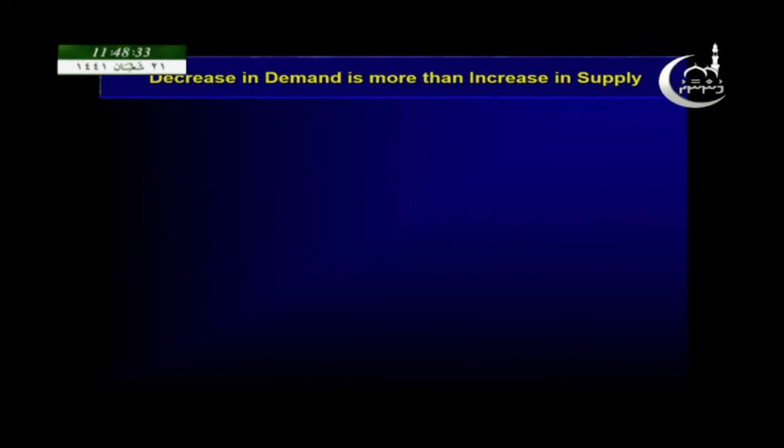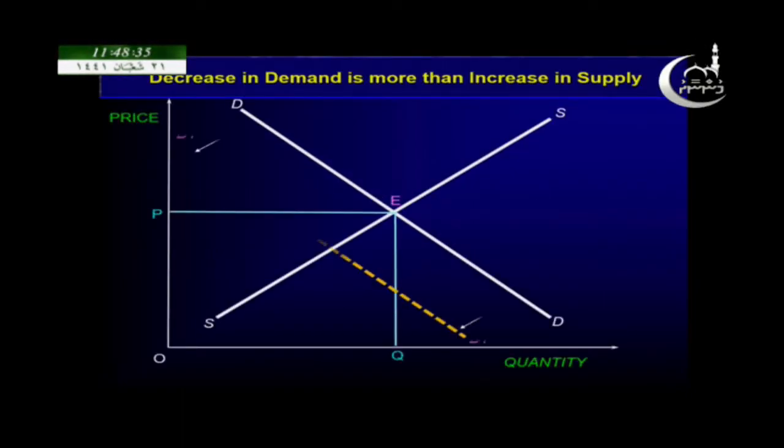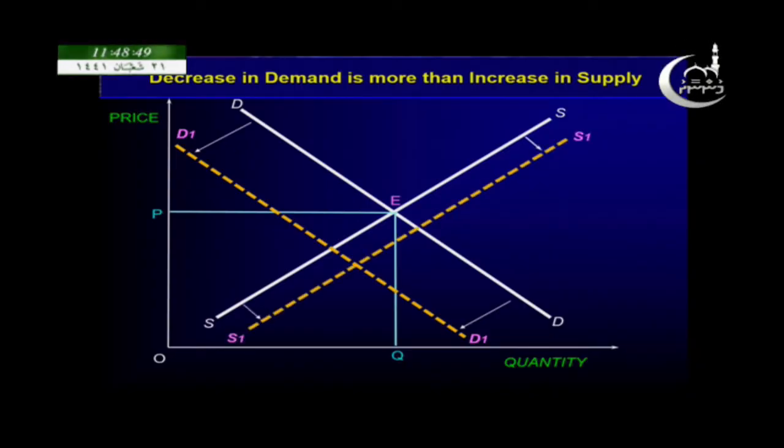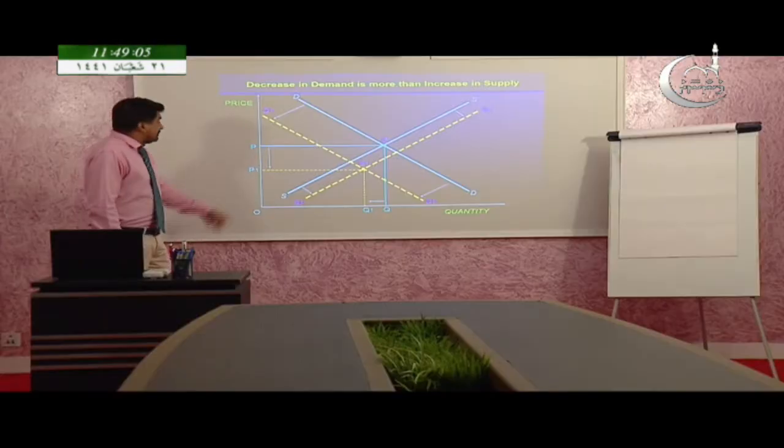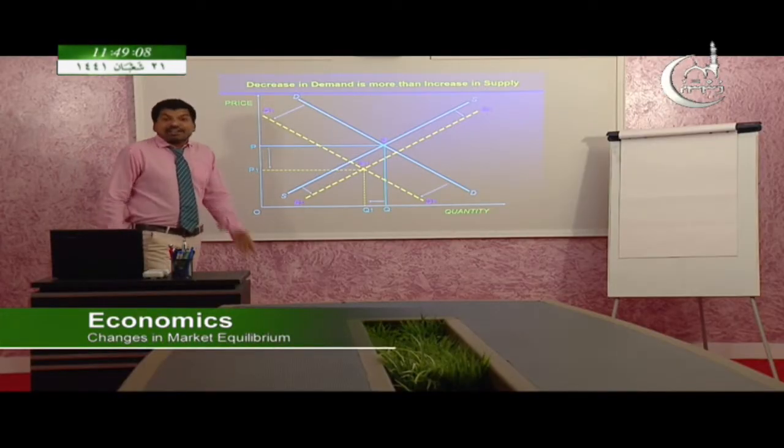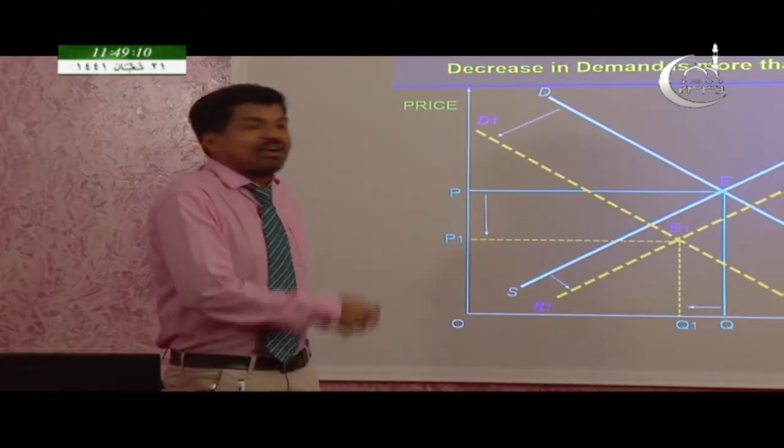Next, decrease in demand is more than increase in supply. So here the demand curve shifts to left from D to D1. Big change in demand, and the supply change should be small. Look at this, small change in supply. That means even though supply increased, that change is very small. This change leads to a new equilibrium point, E1. And as a result, what is the equilibrium price? Equilibrium price decreased from P to P1 and quantity decreased from Q to Q1.